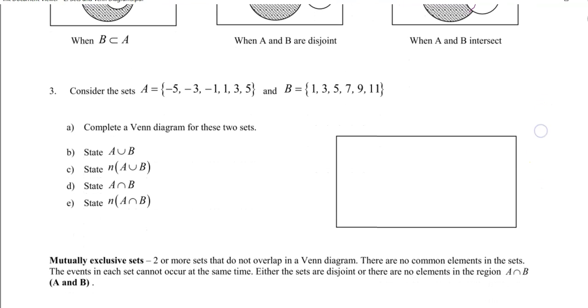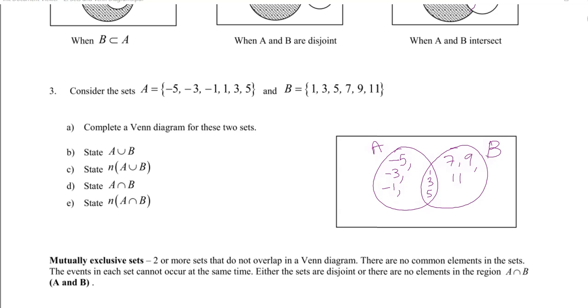Consider the set A, -5, -3, -1, 1, 3, 5, and B, 1, 3, 5, 7, 9, 11. Complete a Venn diagram for these two sets. Let's call that A, let's call that B, let's fill that in. So I'm going to put, poof, as if by magic it's all filled in.